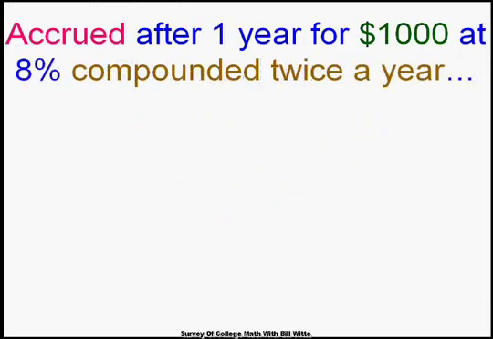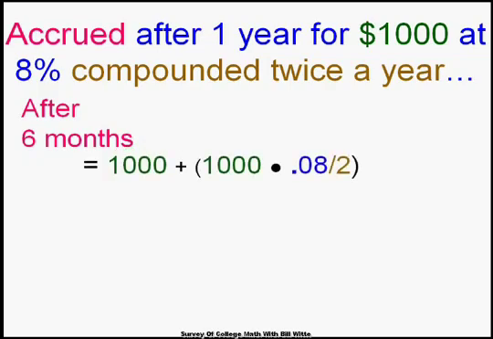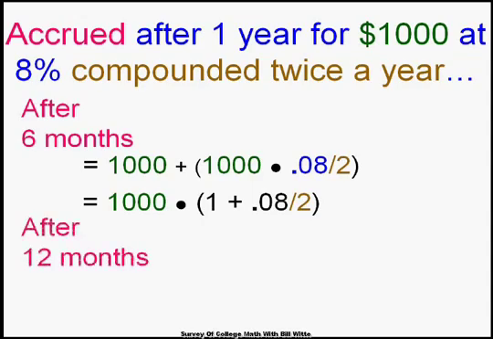How about a little more, Scarecrow? What if we compounded twice a year? I hope you expect you're going to get more money. Well, let's see. How much are we going to have after 6 months? Well, I'm going to have my original amount, 1,000, plus 1,000 times, you don't get the full 8%, you get half of that, don't you? Because it's only been 6 months. So, or we could say 1,000 times 1 plus half of 8%. Is that your final answer?